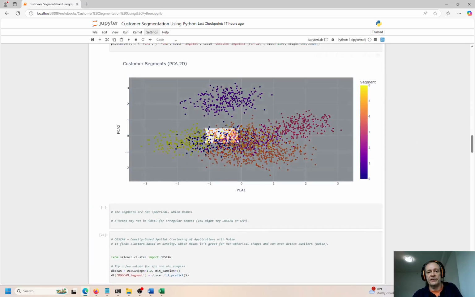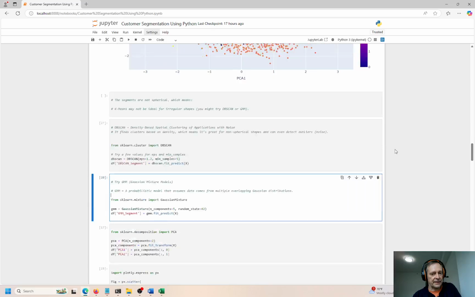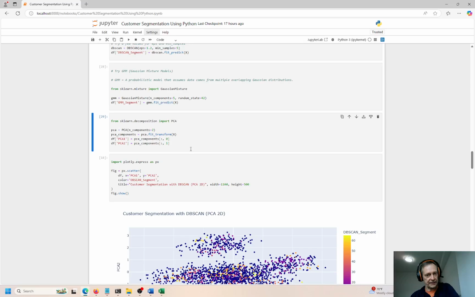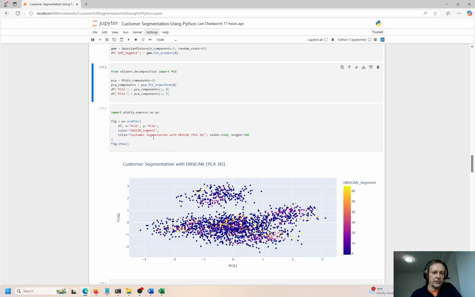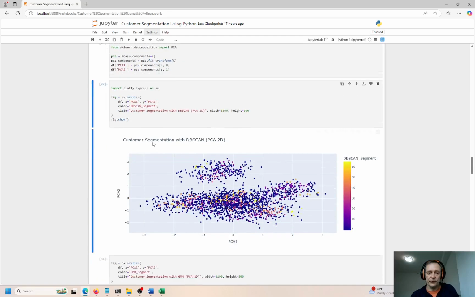It looks like there's a lot of overlap right here, and k-means just can't deal with it, right? It can't handle it. So we're going to try a couple different techniques, and again, run the PCA test, principal component analysis, and we're going to look at the DBSCAN segment. Okay, so Control Enter to run the cell.